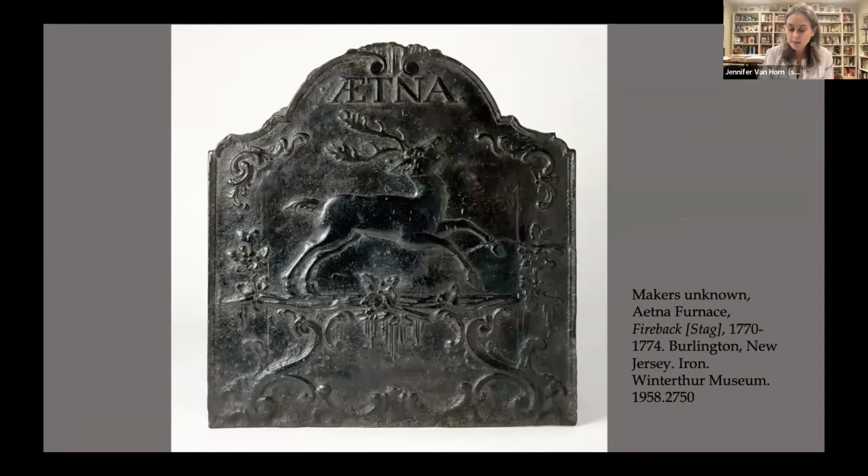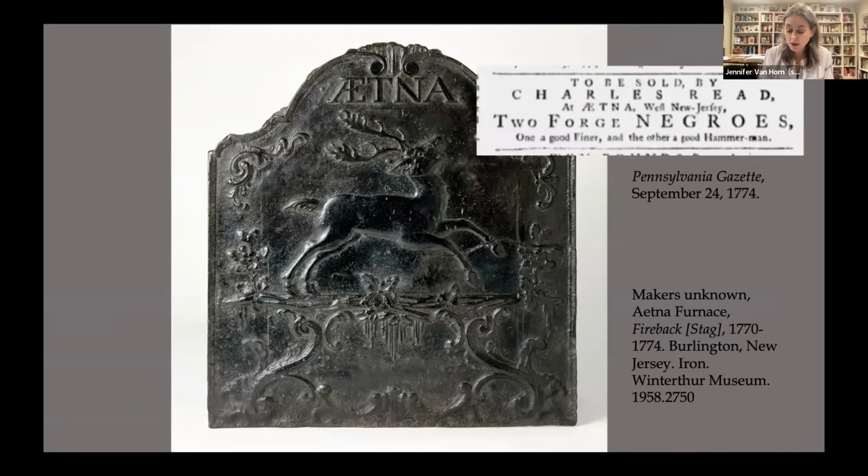In some cases, we can possibly glimpse traces of skilled enslaved labor in surviving artifacts. Here you're seeing a fireback with a stag design produced at Etna Furnace in southern New Jersey between 1770 and 1774. In September of 74, Charles Reed Jr., the furnace owner, advertised in the Pennsylvania Gazette for the sale of 2 enslaved men, noting one was, quote, "a good finer" and the other "a good hammerman."